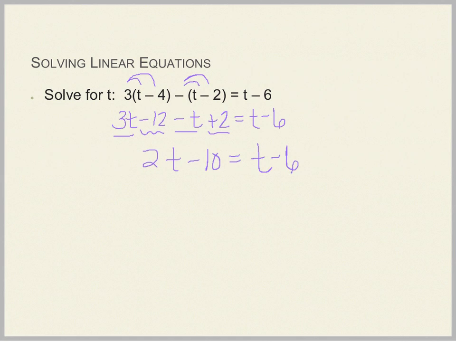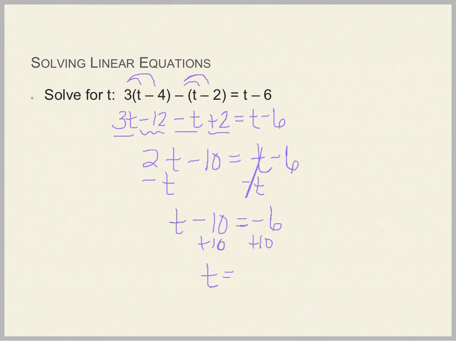And now I'm going to combine like terms by subtracting t from both sides. And then adding 10 to both sides. This shows me that t equals 4. Now, I would want to double check my answer, and I can do that by plugging my answer into the original equation.